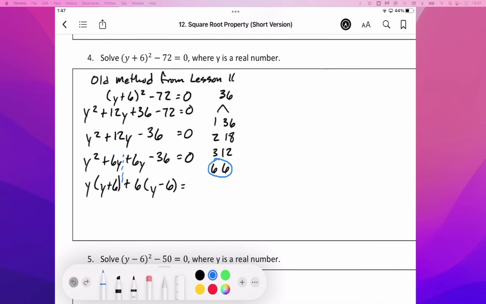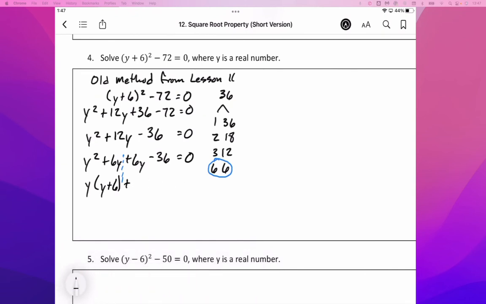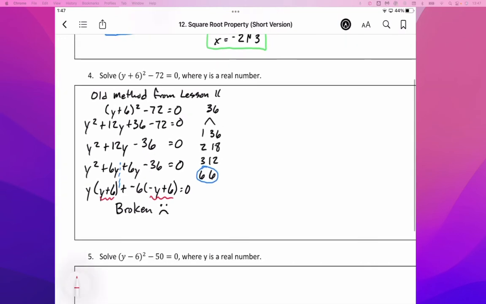So we say, okay, well, what happens? We factored out a positive 6. Let's try a negative 6. That makes it a negative y plus 6. So now our 6's match, but our y's don't. And so this method is broken for problems like this because we cannot create something that looks the same inside the parentheses on both sides there. So instead, we need a different method for problems like this.